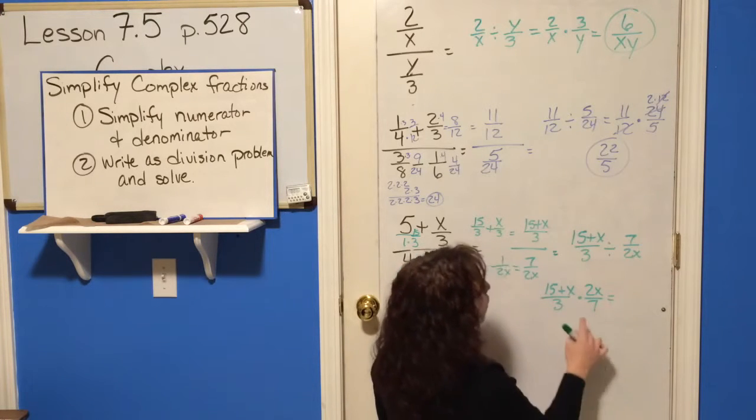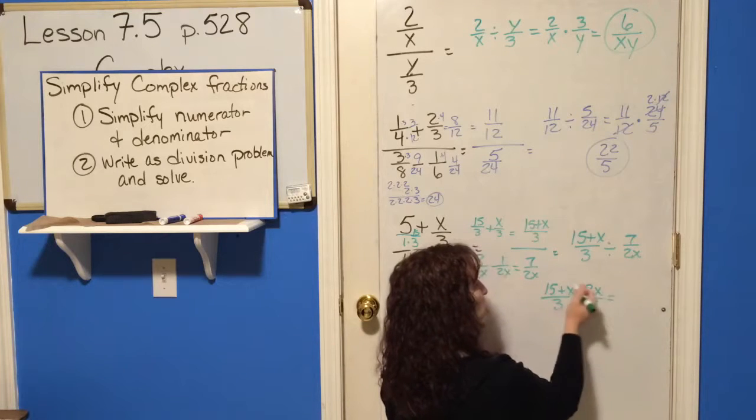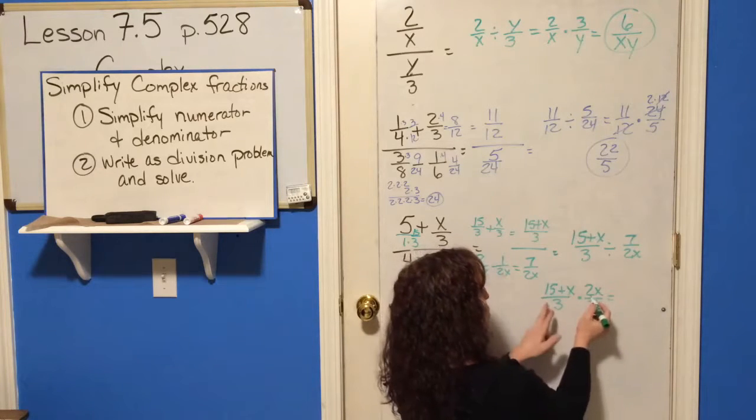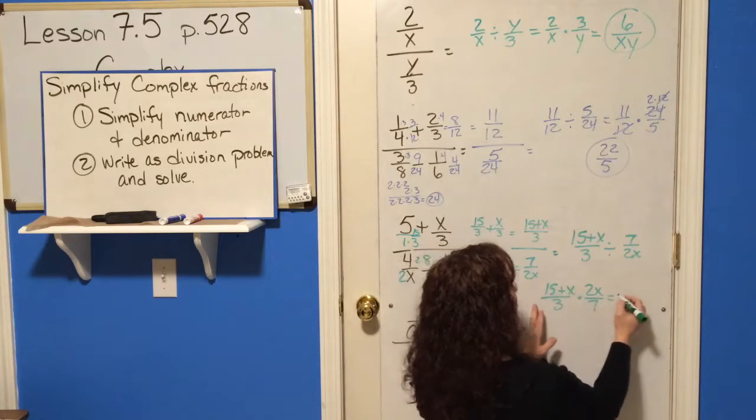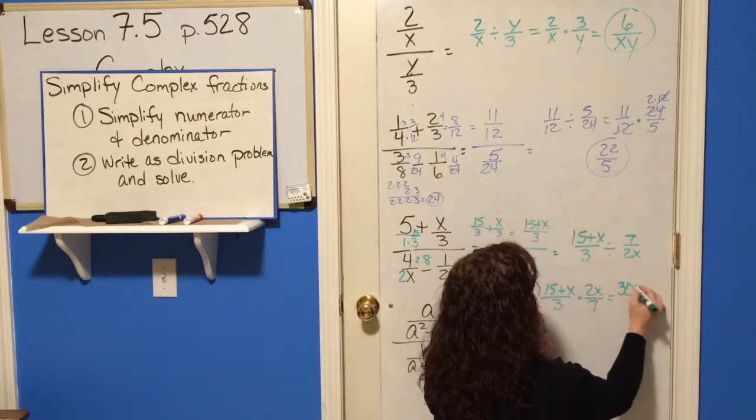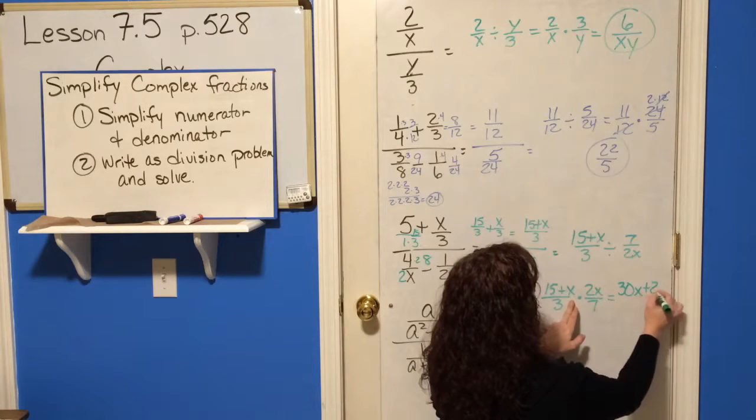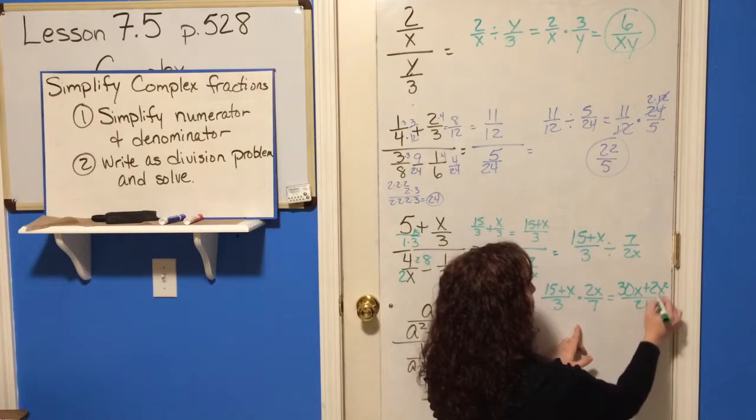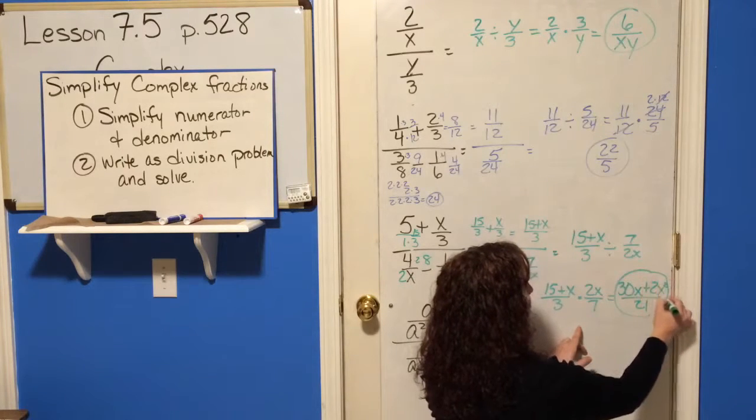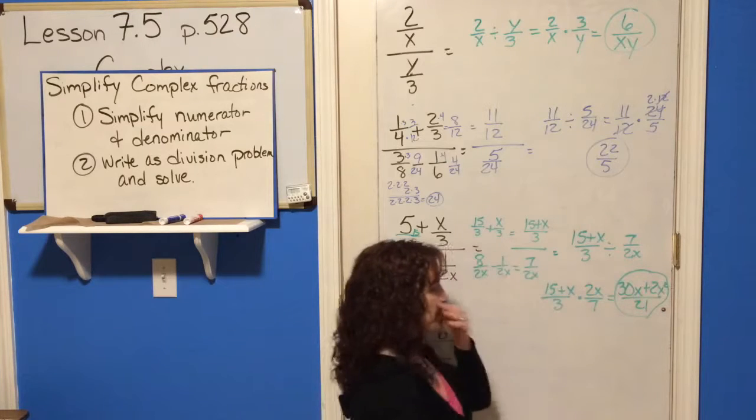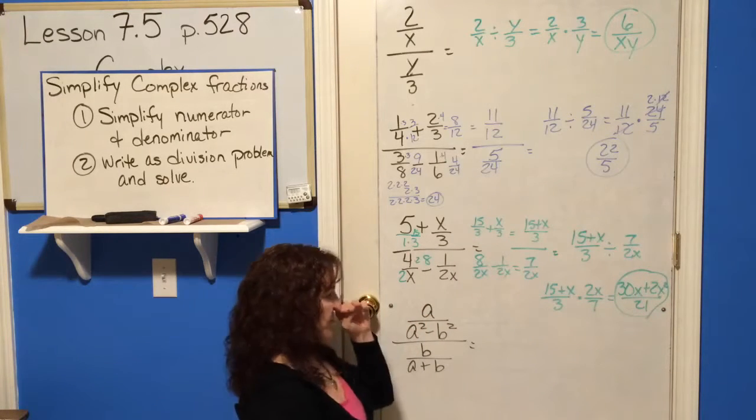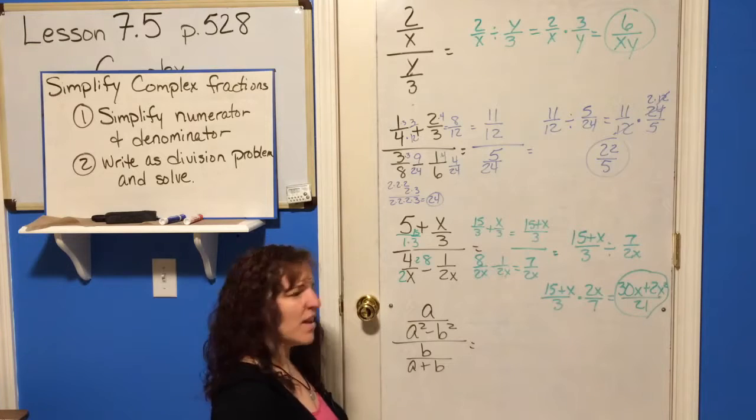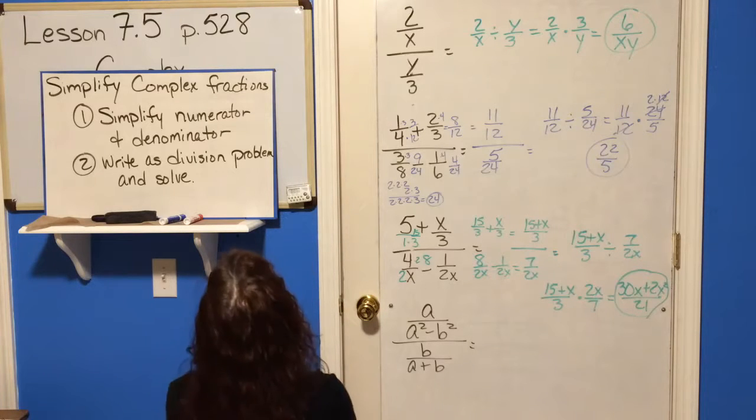So now remember, we're multiplying, so you got to multiply all the way through, okay? So 2x times 15, 2 times 15 is 30x plus 2x squared, all over 3 times 7 is 21. And you're done. Easy sneezy, right? Oh yeah, you can do this. Here we go. Last one.